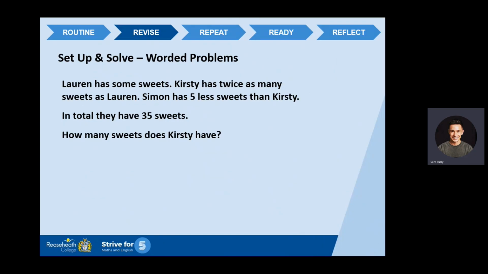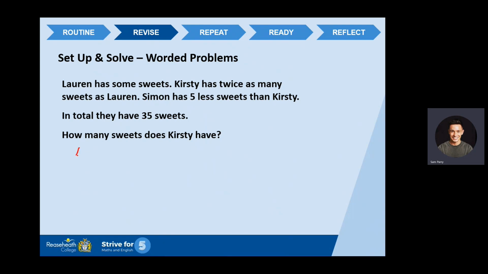Lauren has some sweets. Kirsty has twice as many sweets as Lauren. Simon has 5 less sweets than Kirsty. In total, they have 35 sweets. How many sweets does Kirsty have? Now, to do trial and error with this, it might take you a bit of time to work out, well, how many does Lauren have? They've got to double it, and then take away 5. They even need to add up. It can get a bit messy.